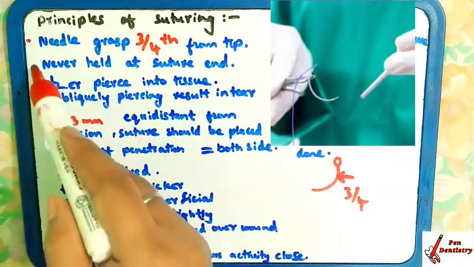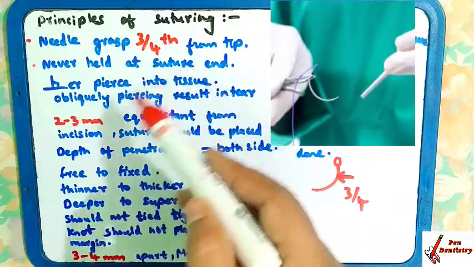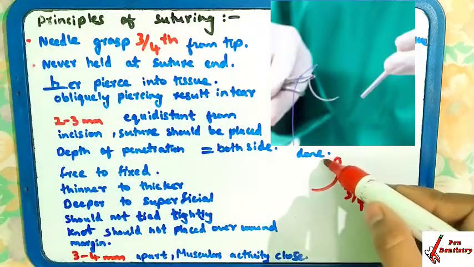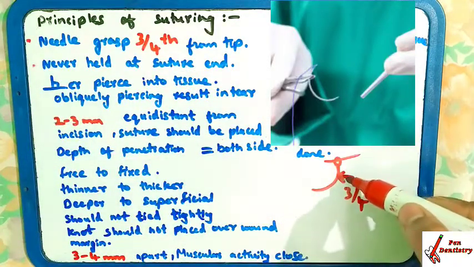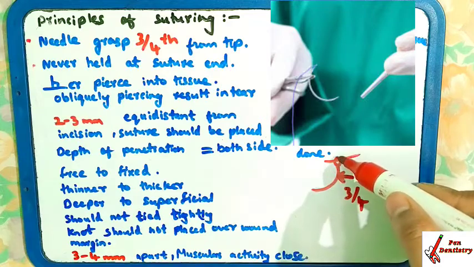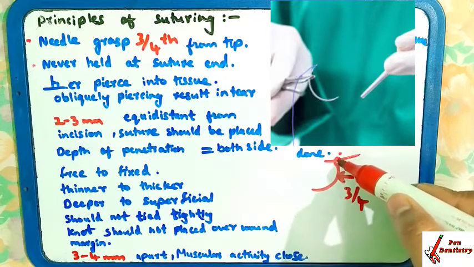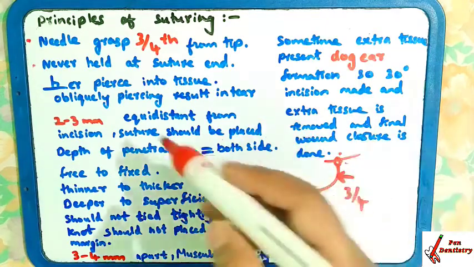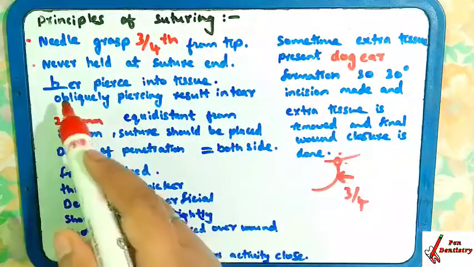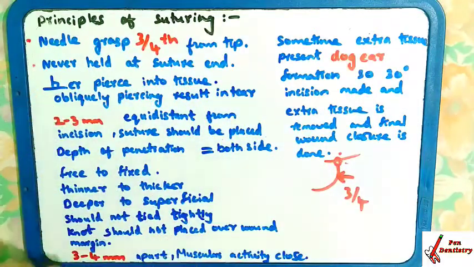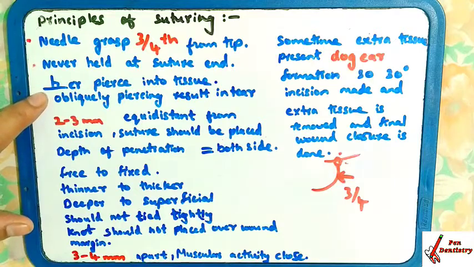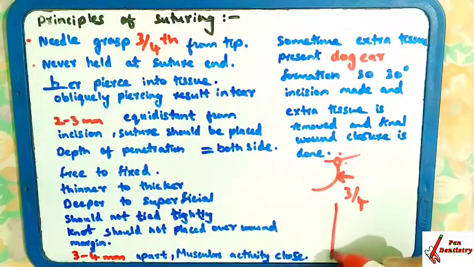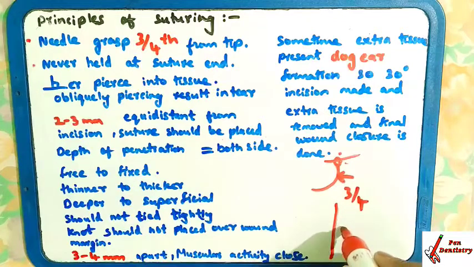Now, the second principle is never hold the needle at the suture end. Here the suture is tied, so you are not going to hold your needle at this point. Never hold at the suture end. The third is perpendicular piercing into the incision. If you have made an incision, the needle should go just perpendicular to the incision.